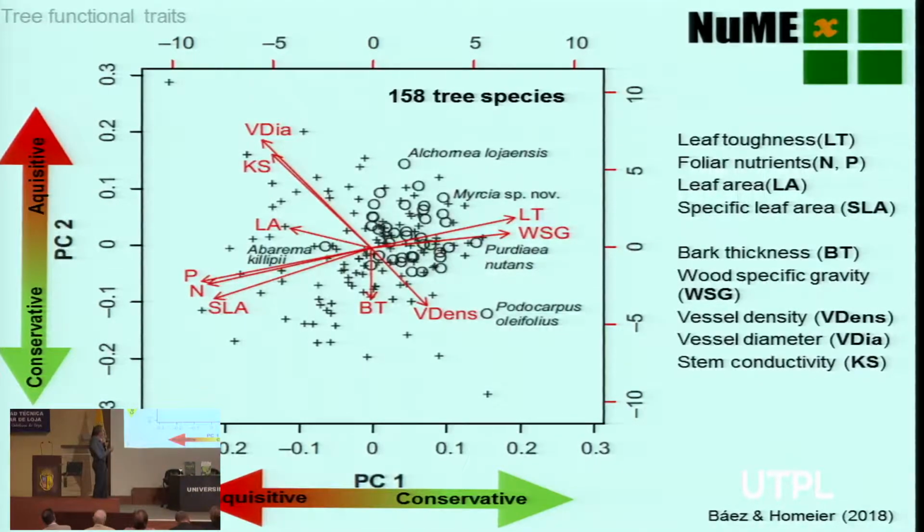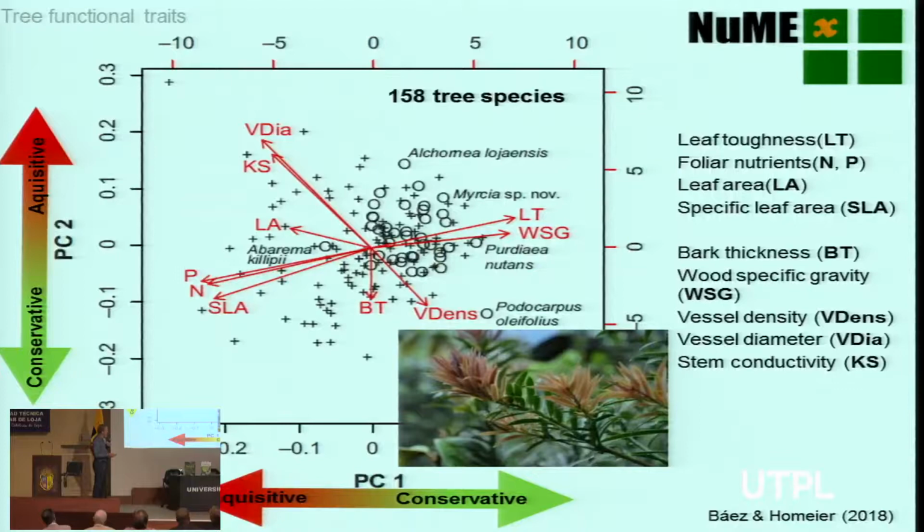On the other hand, foliar nutrients and specific leaf area characterize more acquisitive species, so species of faster growth and lower wood-specific gravity. One example is here, Podocarpus oleifolius. That's one specifically conservative species, with relatively high density in wood, high density in its vessels in the wood, then low contents of nutrients and a low specific leaf area.